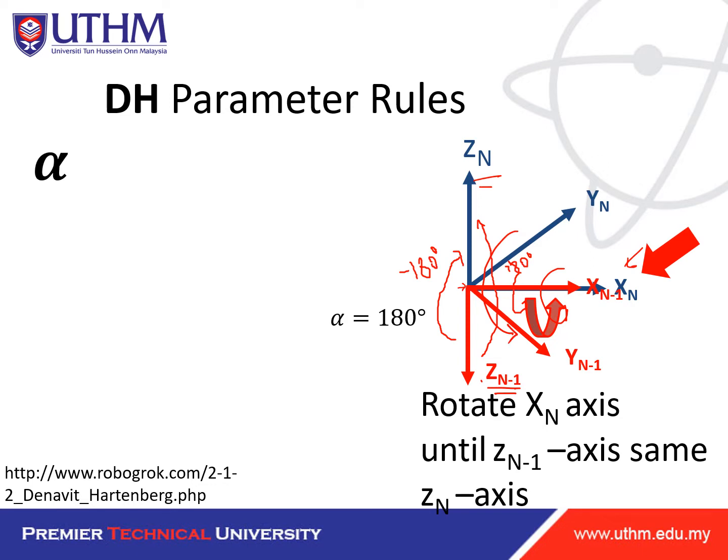So in this direction, we can see that on the back here, we are turning positive 180 degrees. So alpha is 180 degrees. We can also say that alpha is negative 180 degrees. It is also true.